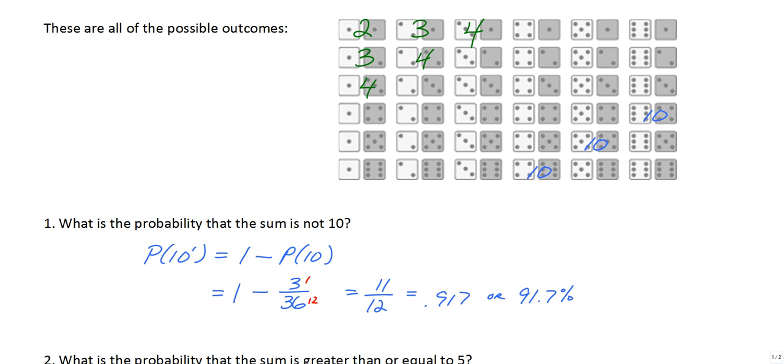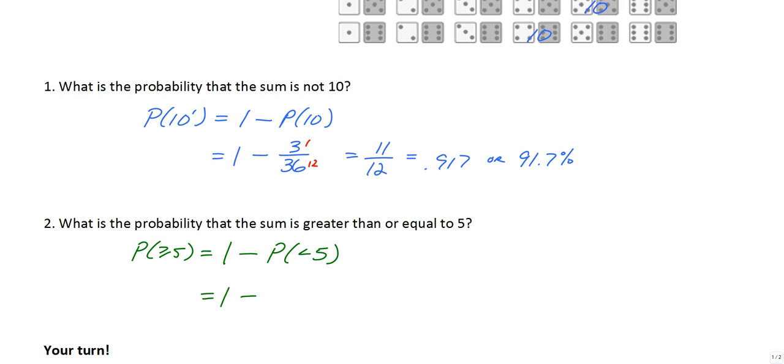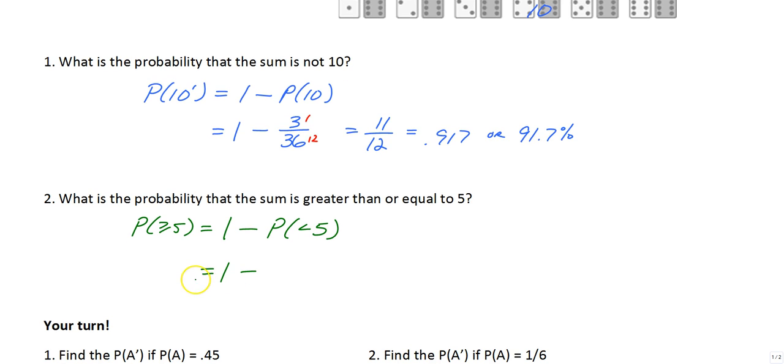There are only 6 ways out of 36 to roll something less than 5. You probably are already saying in your head that it's going to be 30 out of 36, which you're right, but I just want you to see how you come up with those numbers. So we said 6 out of 36 ways, and of course, that would reduce to 1/6. So 1 minus 1/6 would give us 5/6, which is equal to 0.833, also known as 83.3%. So that's complements.